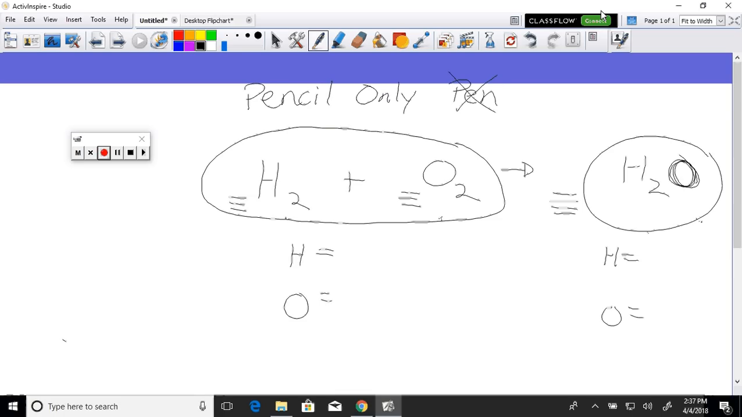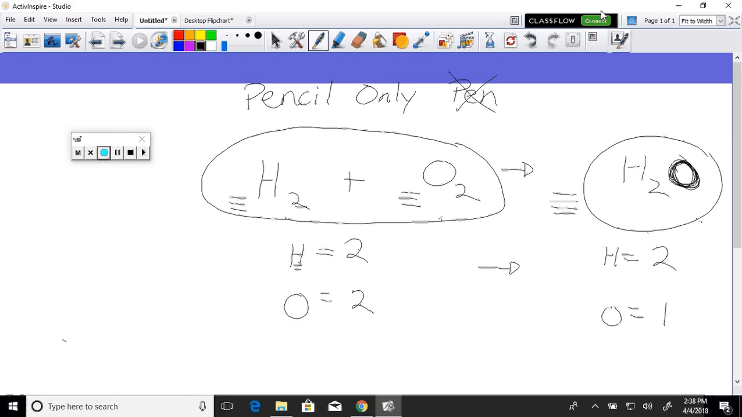All right, so I have my sides of the arrow. How many hydrogens do I have right now? I have 2. How many oxygens do I have over here? I have 2. Go to this side of the arrow now. How many hydrogens do I have? I have 2. How many oxygens do I have right now? I have 1. The hydrogens are equal, but the oxygens are not equal.